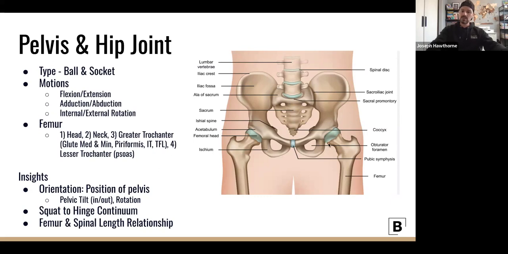Now you have your psoas that is one of your hip flexors. We'll get into hip flexors in just a second. But that attaches to the inside of that lesser trochanter and shoots all the way up.